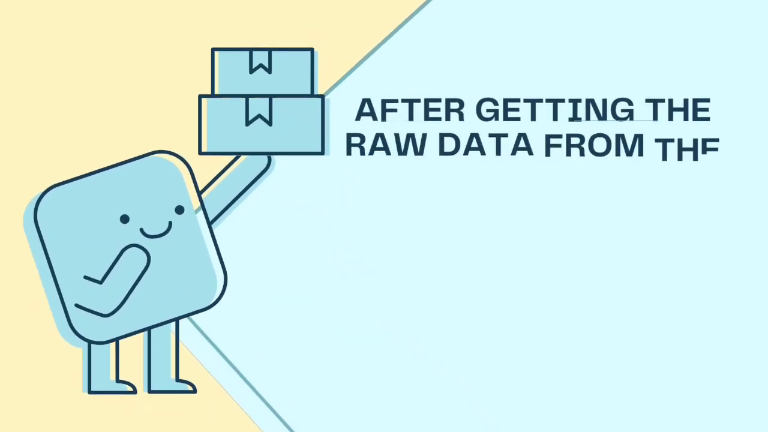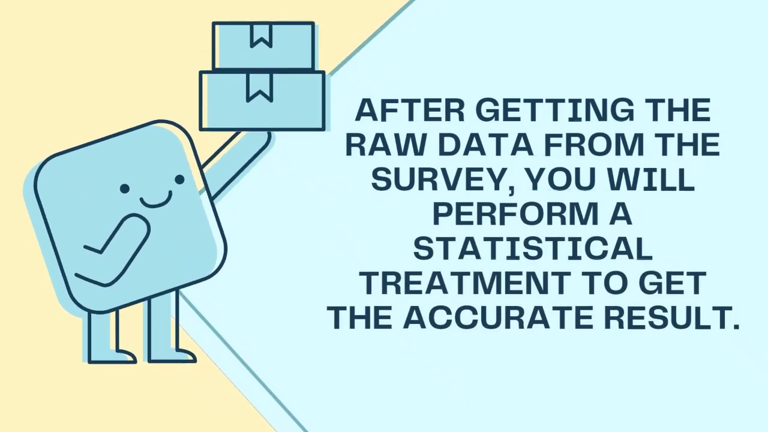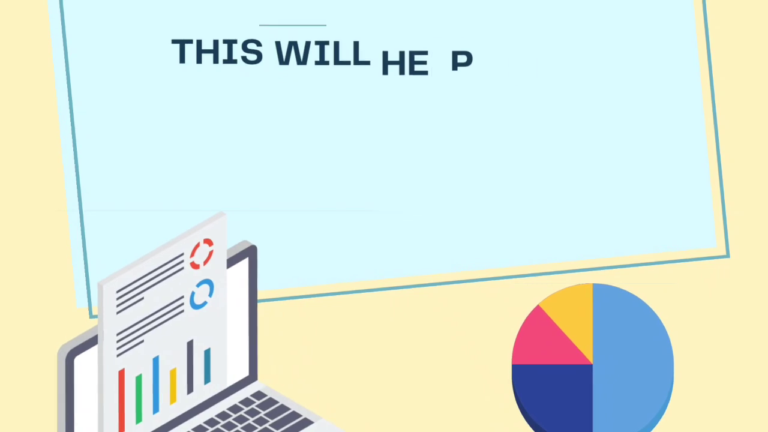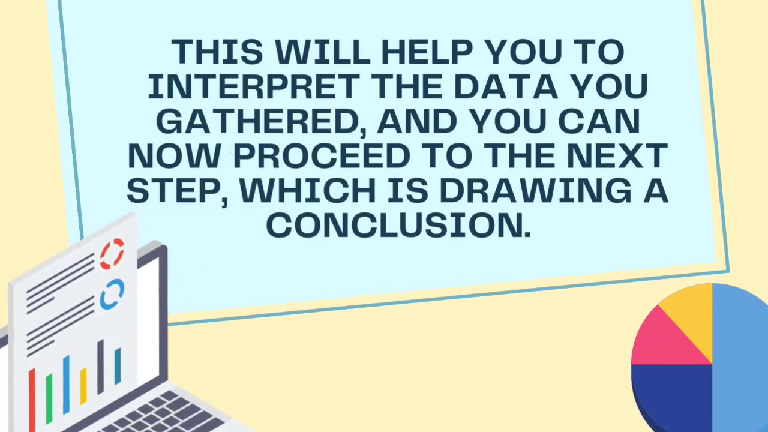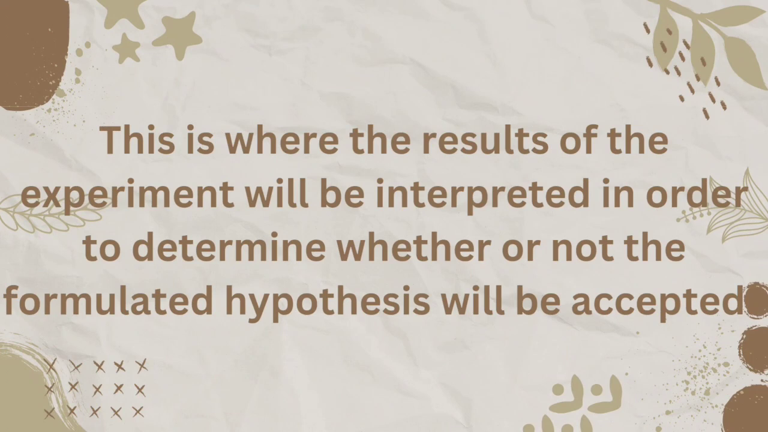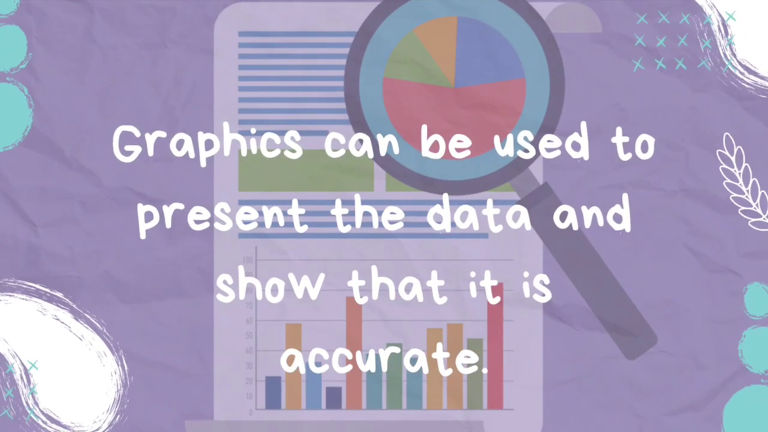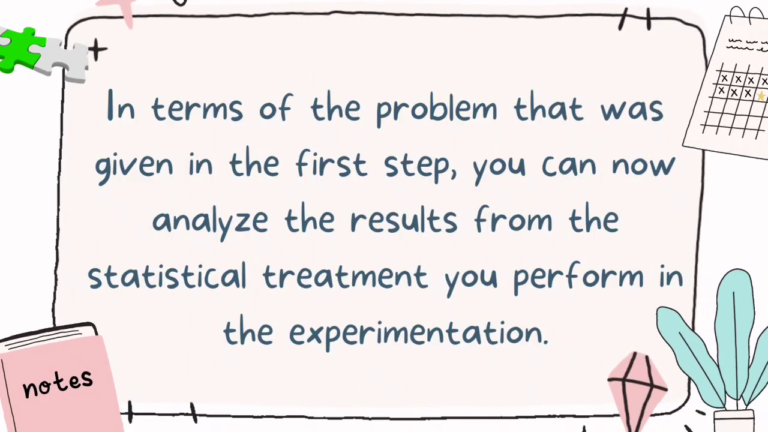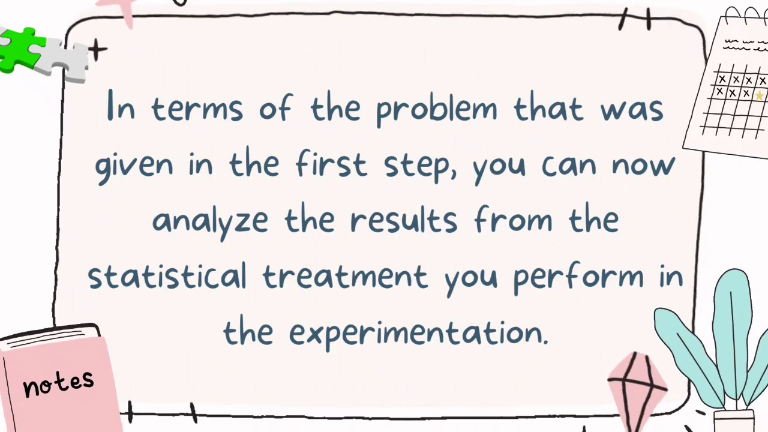After getting the raw data from the survey, you will perform a statistical treatment to get the accurate result. This will help you to interpret the data you gathered, and you can now proceed to the next step, which is drawing of conclusion. Now, we have entered the final step of the scientific method, which is drawing conclusions. This is where the results of the experiment will be interpreted in order to determine whether or not the formulated hypothesis will be accepted. Graphics can be used to present the data and show that it is accurate. In terms of the problem that was given in the first step, you can now analyze the results from the statistical treatment you perform in the experimentation.